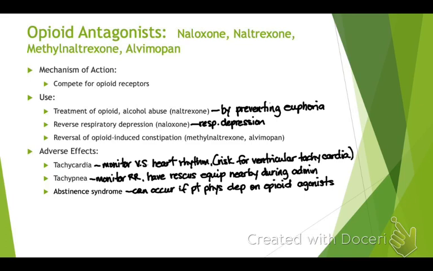You want to reverse respiratory depression like the naloxone does, especially the respiratory depression if they've taken too much of the opioid and they're taking an overdose, or for our infants and fetuses that are born too soon after mom received a narcotic. And then you also give them for reversal of opioid-induced constipation. So methylnaltrexone and alvimopan are what's used for that as well.